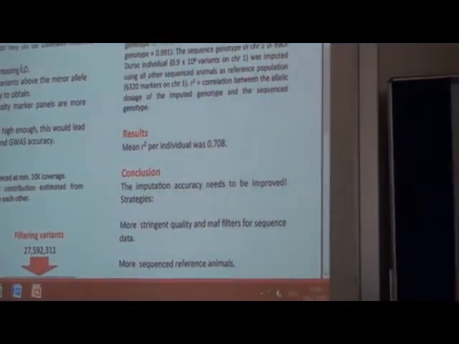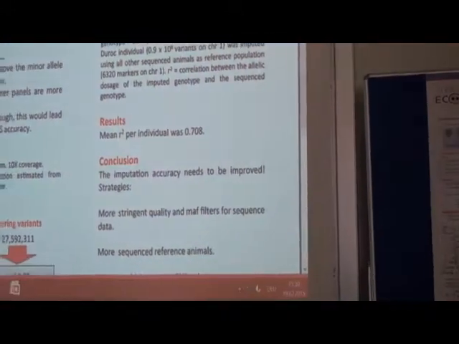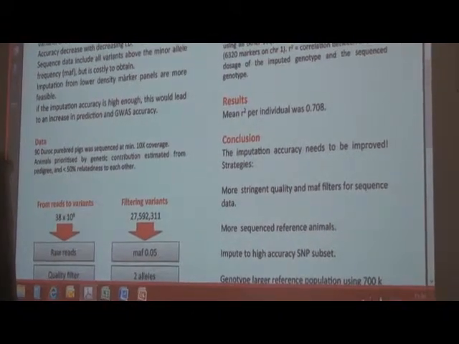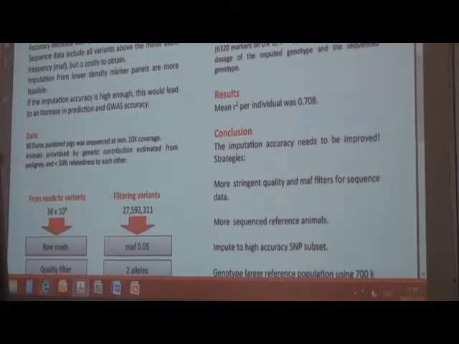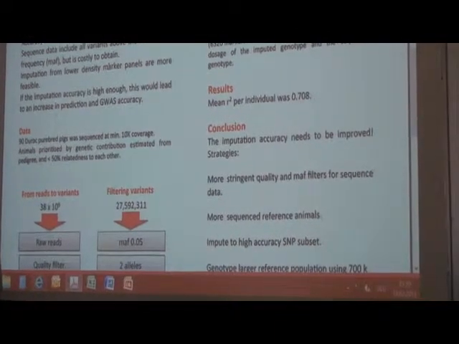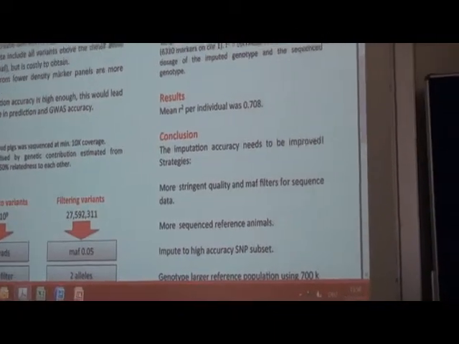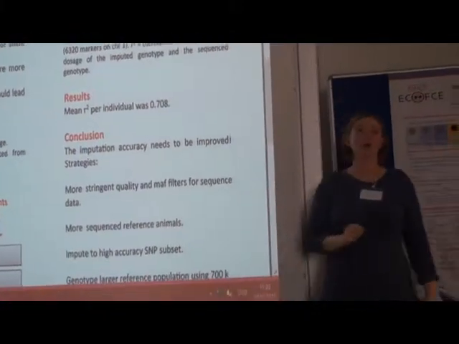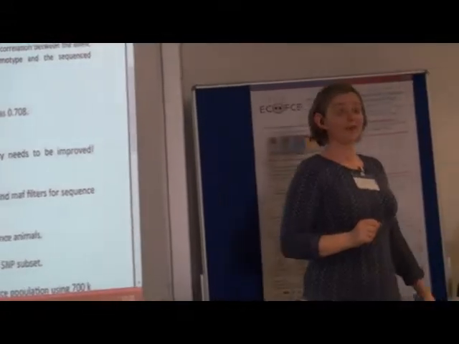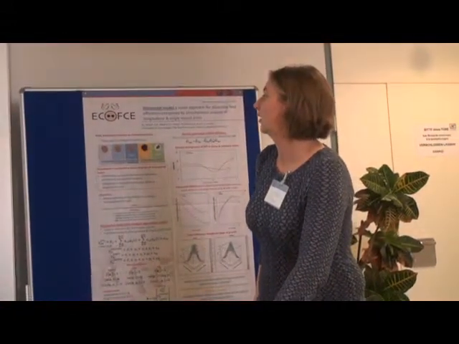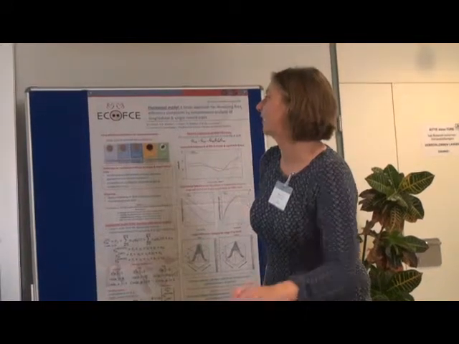And then we did a correlation between the SNPs that we found in the sequence and the SNPs that we find in the imputed genotype. We get a mean accuracy per individual of 0.7, and we're not really happy with that, so we want to improve. And we have some strategies for that.